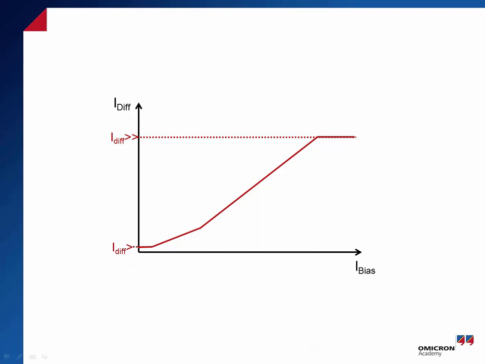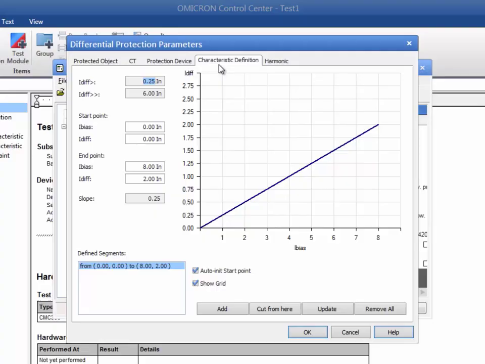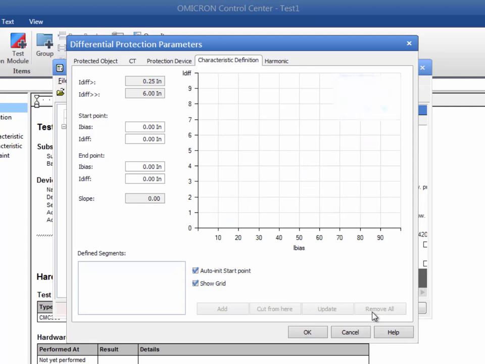The picture shows the points and slopes which are given in our example. From these values, we have to calculate the intersection of the lines by using the straight line equations. We get the 3 points required to define the characteristic in Test Universe. Check the Auto Init Start Point box to take the end point of the current segment as the start point of the next segment.